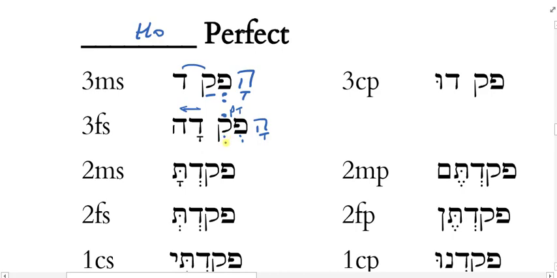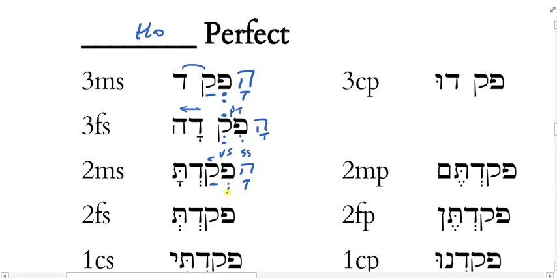So I get Hophkada. Remember, when I have two shavahs in the middle of a word, the first one's always silent, second one is vocal. Hophkada. Okay, so Hophkad, Hophkada. She was caused to visit. And then finally, for the 2MS, this will be the last example I do. We have Hoph and, well, a pathak again, right? Hophkadta, with my accent on the kof. Hophkadta. So that's you, man, were caused to visit.